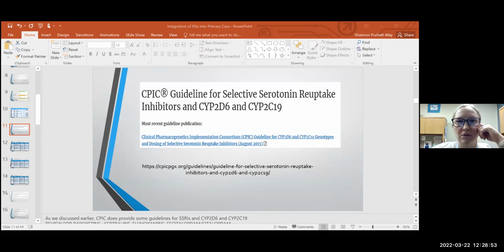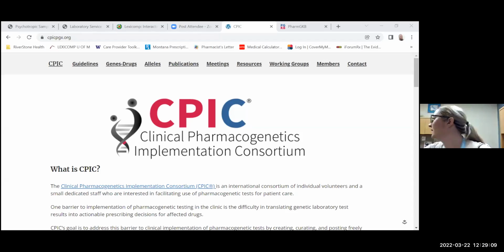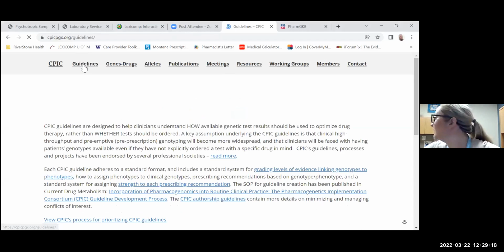I'm going to reshare this. Okay, so from the main site on CPIC, click on guidelines. Tell me if this doesn't change. It's not changing. Okay, just a little delay.